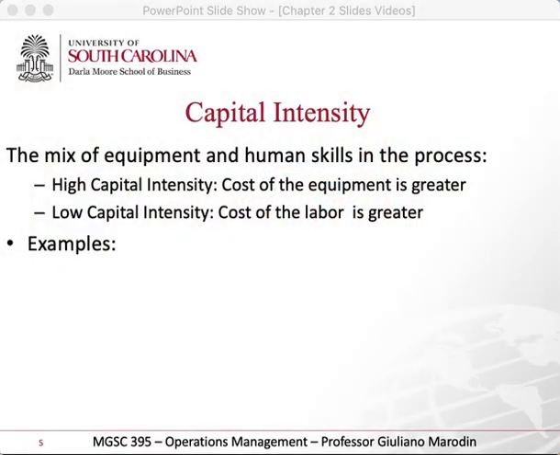So I talked about resource flexibility as one of those groups of decisions that companies have to make to acquire those competitive capabilities, right? And now we're going to get into capital intensity, right? Capital intense means that the cost of equipment is greater if it's high capital intense. So imagine industries that have big equipment and huge facilities, where you have a lot of money invested and very few people working on them, right?